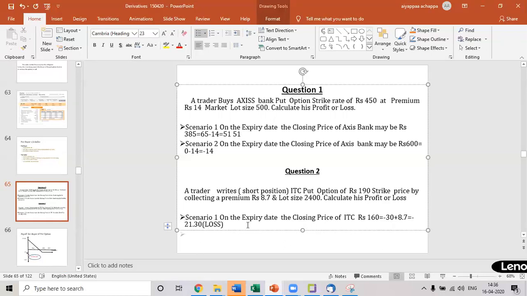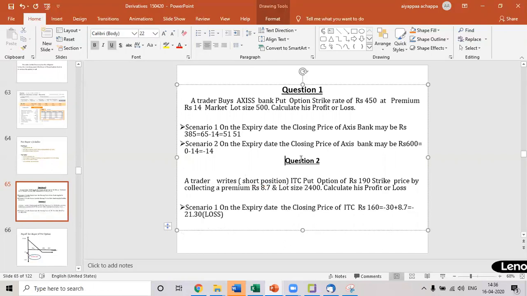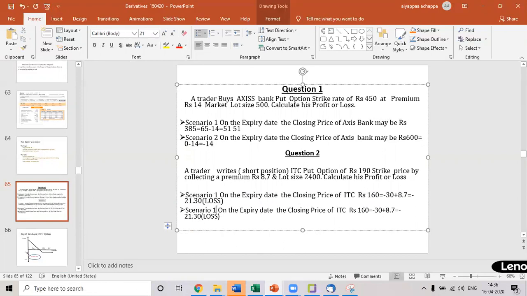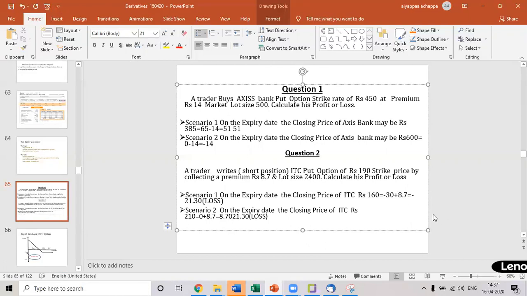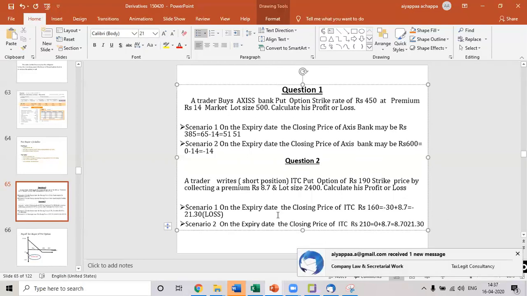So when does he make money? Assuming scenario 2, on the expiry date, the closing price of ITC was 210. So obviously he will not come and sell you at 190. You have zero obligation. You have collected 8 rupees 70 paise. So your profit will be 8.70. So that would be a profit for you.